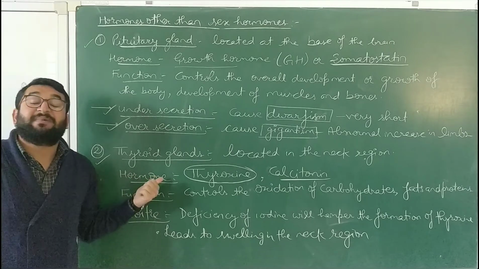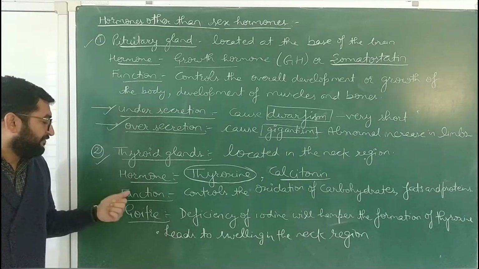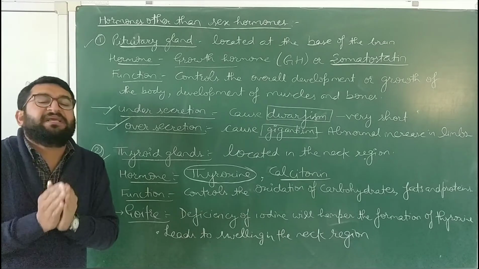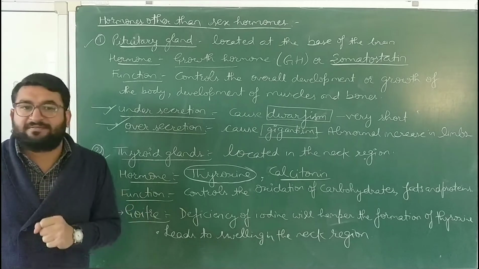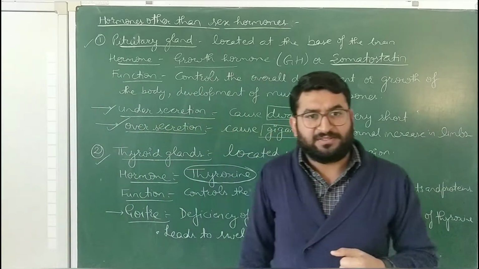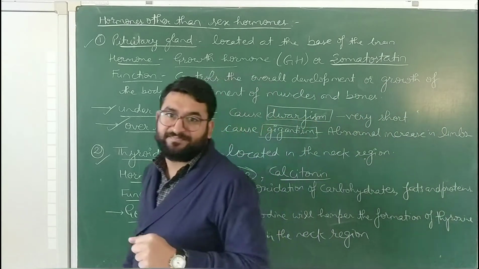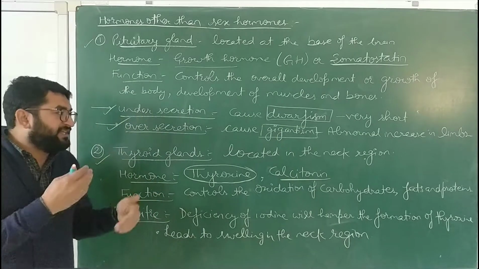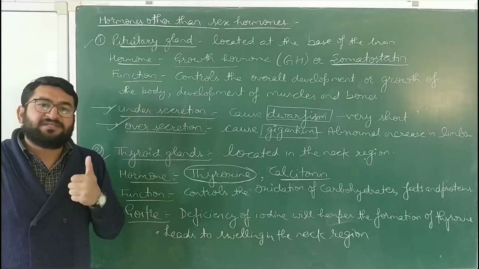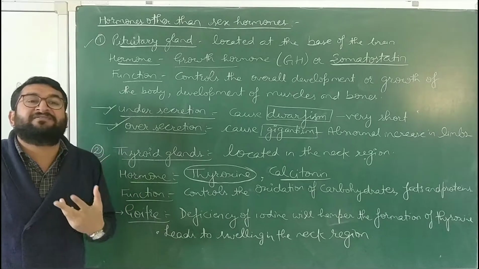This hormone is released by the thyroid gland, present in the neck region. The function of this hormone is that it controls the basal metabolic rate. What is that? We eat food, and that food has nutrients. The major nutrients of our food are carbohydrates, fats and proteins. These nutrients take oxygen and get oxidized and release energy. This oxidation of carbohydrates, fats and proteins is responsible for the metabolic activities of our body.